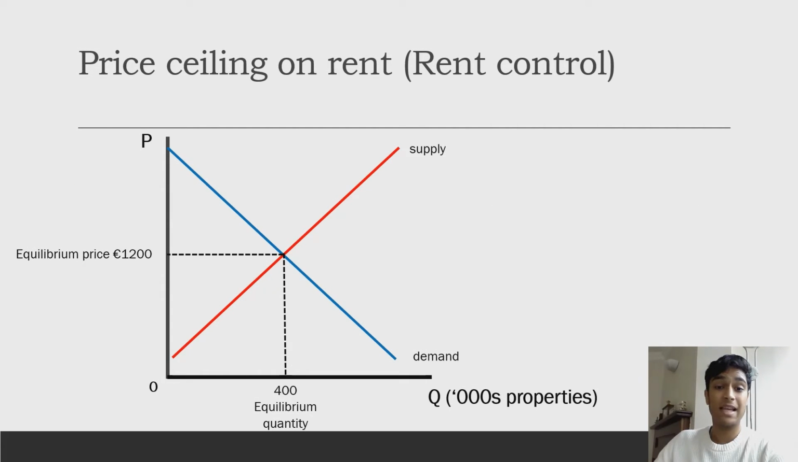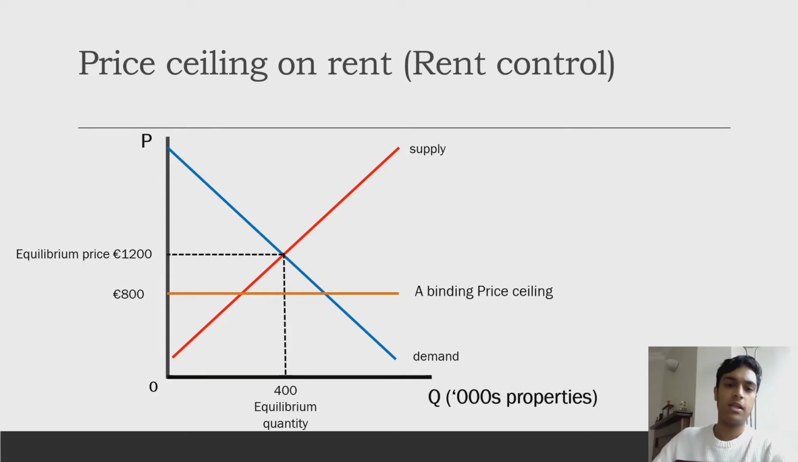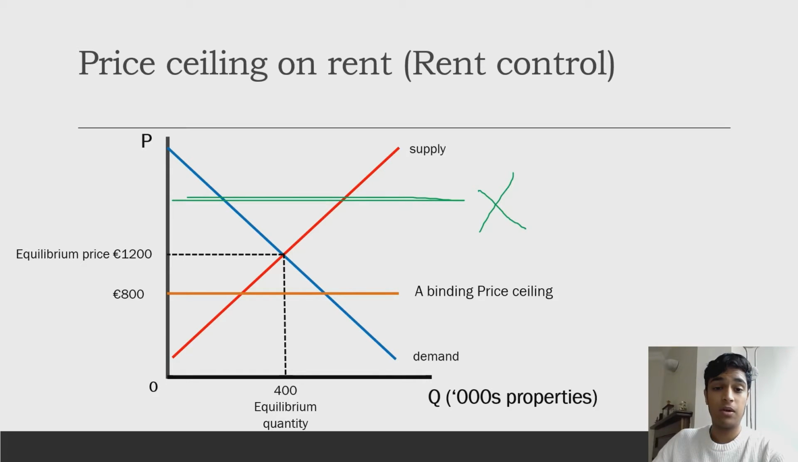Now let's look at price ceiling with an example of rent control. Let's assume the market for rental properties is in equilibrium with an equilibrium price of 1200 euros, and the quantity supplied and demanded is 400,000 properties. The government imposes a price ceiling at 800 euros. This is a binding price ceiling. An important thing to note here is that if the price ceiling were, let's say, here, it would have no effect, because it's above the equilibrium and economic activity would just force the prices to equilibrium. It has to be below the equilibrium.